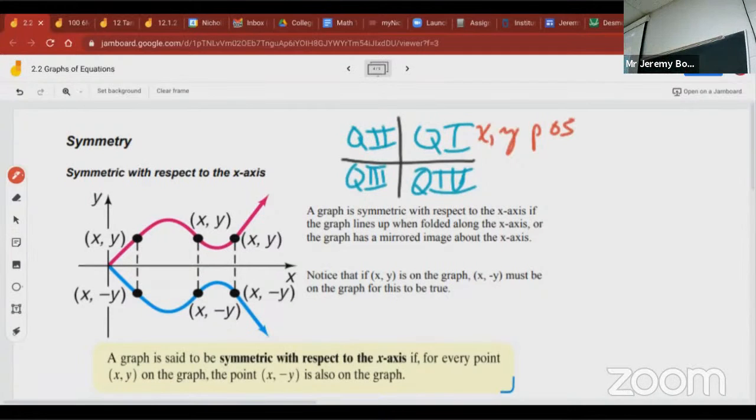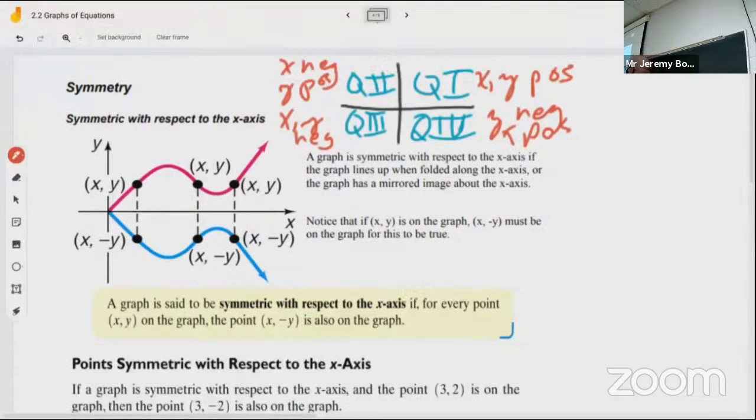In quadrant two, X is negative, but Y is positive. In quadrant three, both of them are negative, X and Y are both negative. And in quadrant four, Y is negative and X is positive. So that's going to come into play a little bit today. I just have to memorize it, but understanding that may help a little bit. Any questions on that?